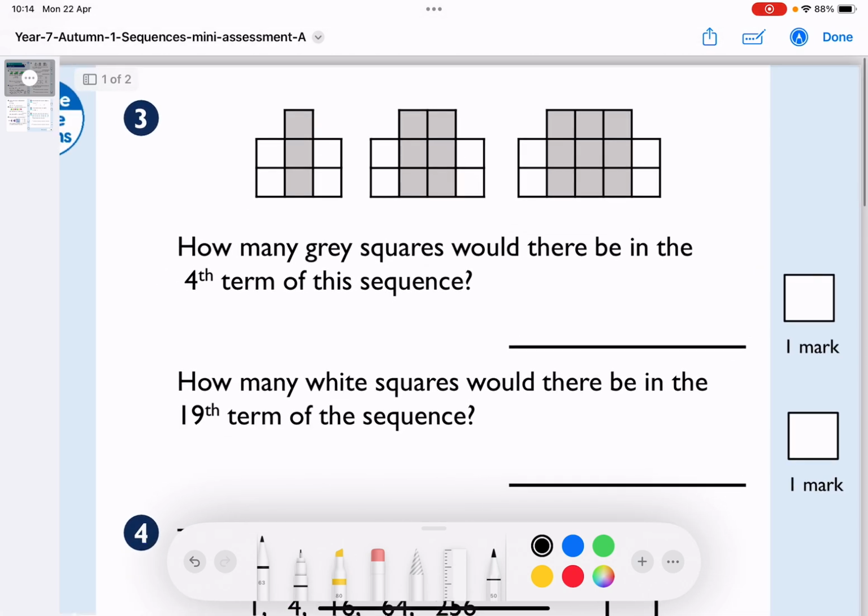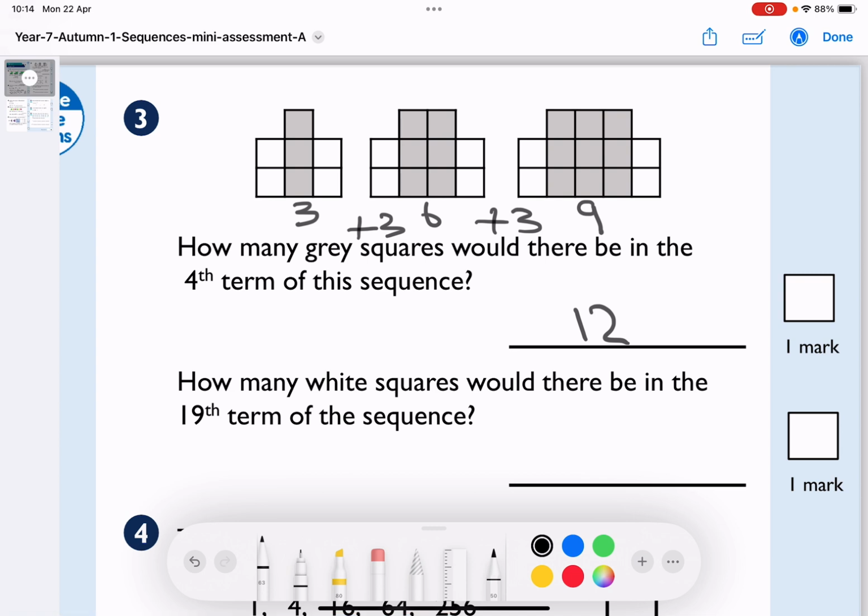Okay, let's have a look at question 3. How many grey squares would there be in the 4th term of the sequence? I personally, when I do these, add them up. There are 3 here, there are 6 here, there are 9 here. So I can see that we're adding 3 each time. So 9 add 3 is 12. That would be the 4th term.